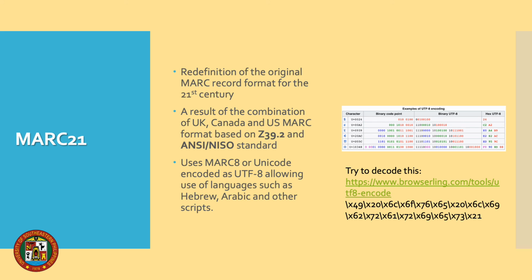Why don't you try to decode this by going to this website? Try to paste this code over here and see what it means. The SAE 39.2 and ANSI NISO standard are communication formats and need to be strictly followed in order to encourage proper exchange of information.